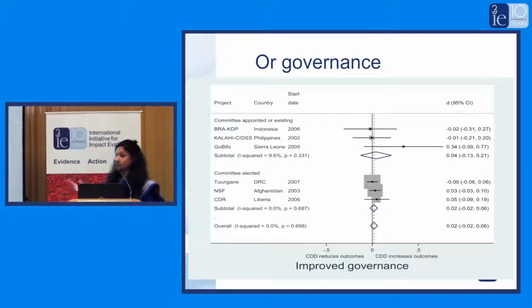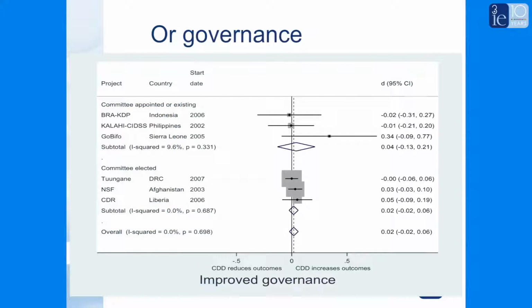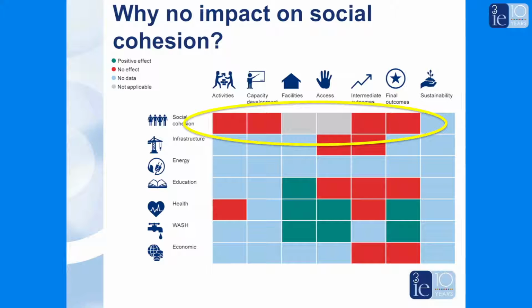The same goes for governance. There seems to be no improvement in governance outcomes, and even using elections, where analysis has been carried out on what happens to those programs where a committee is elected, so more democratic techniques, again there seems to be no effect. My colleague Hugh Waddington can answer more technical questions on the meta-analysis. And this effect is across the causal chain, so you see across here, there is no effect on social cohesion.